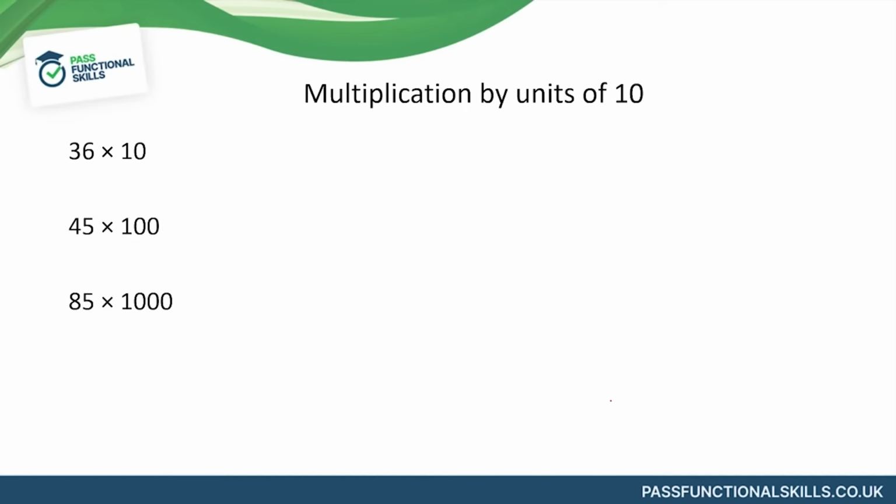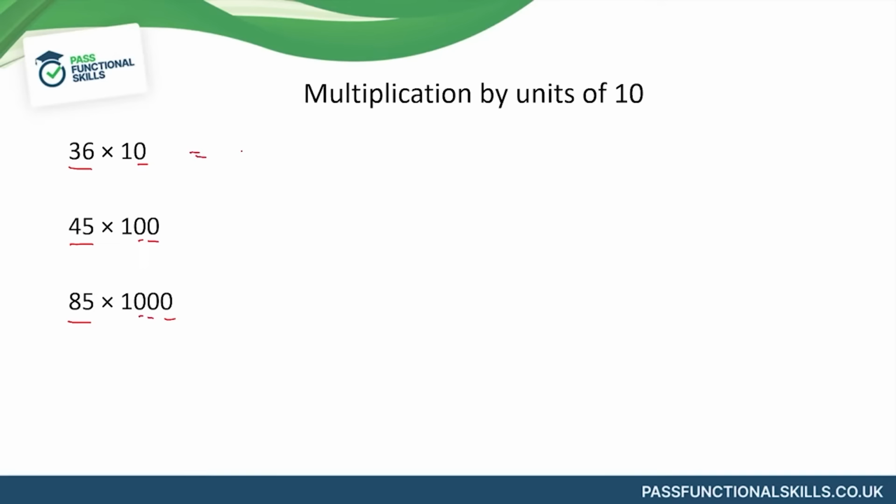139. Okay, so multiplication by units of 10. Multiplying any whole number, and in these examples we have whole numbers, not decimals. If you're multiplying by 10, just add a 0. If you're multiplying by 100, add 2 zeros. If you're multiplying by 1,000, add 3 zeros. You add the same number of zeros as there are on the number, in other words.